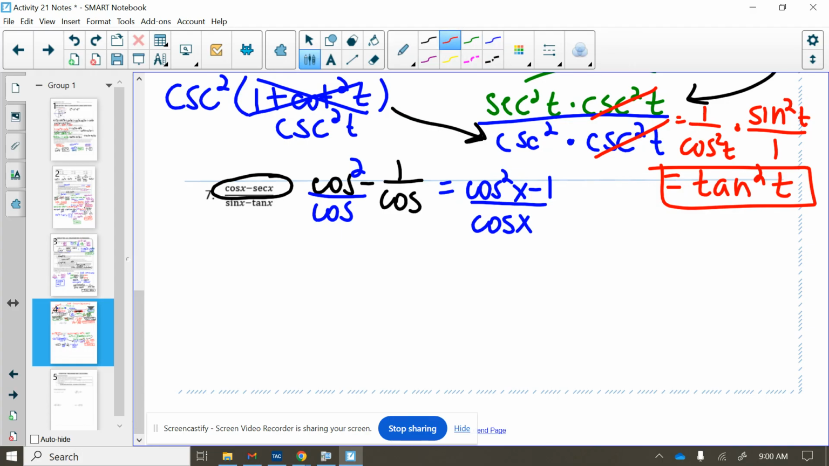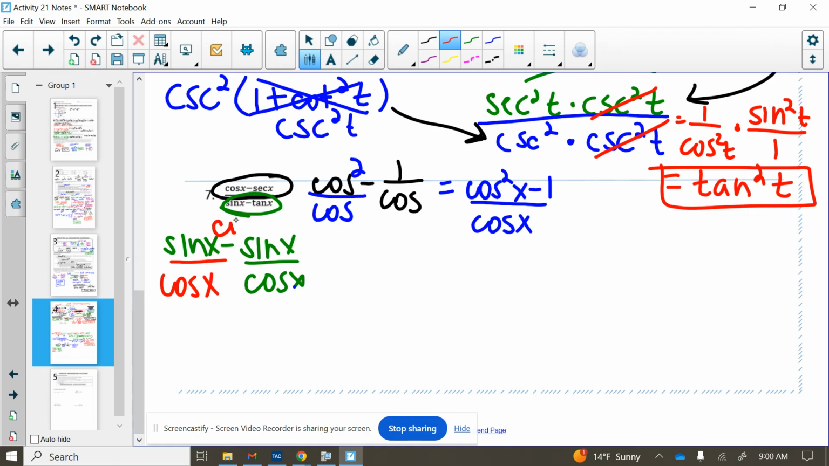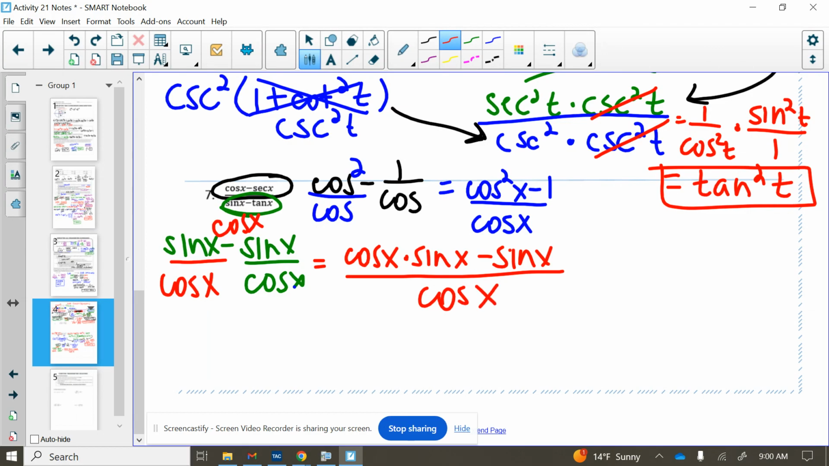And we're also going to look at simplifying the denominator here. So we have sine of x minus tan, which is sine over cosine. And similar to this one up above, we're not able to subtract these unless we have a common denominator. So I can make this have a cosine in the denominator if I multiply a cosine in the top. So we have cosine of x times sine of x, and then minus sine of x all over that common denominator of cosine of x.